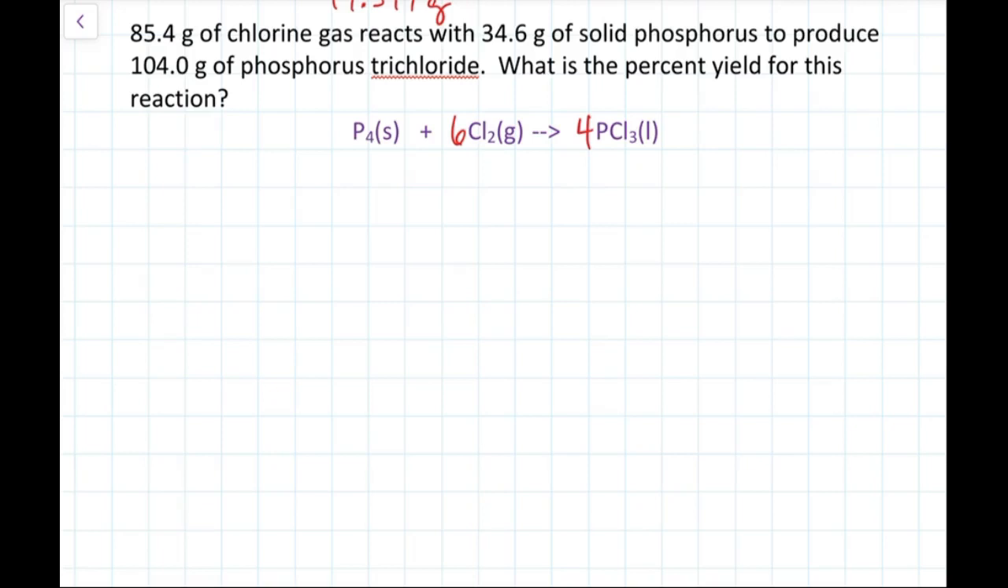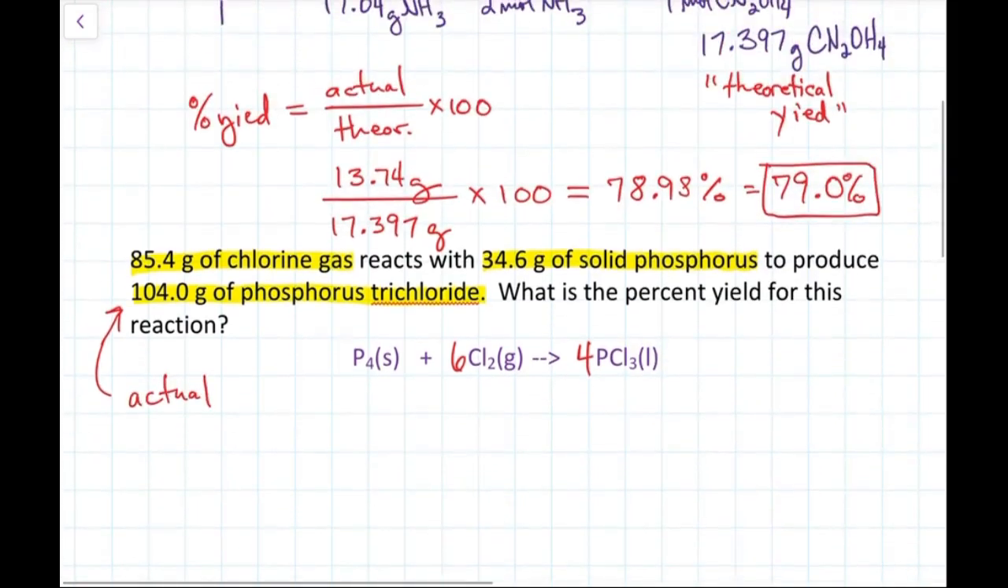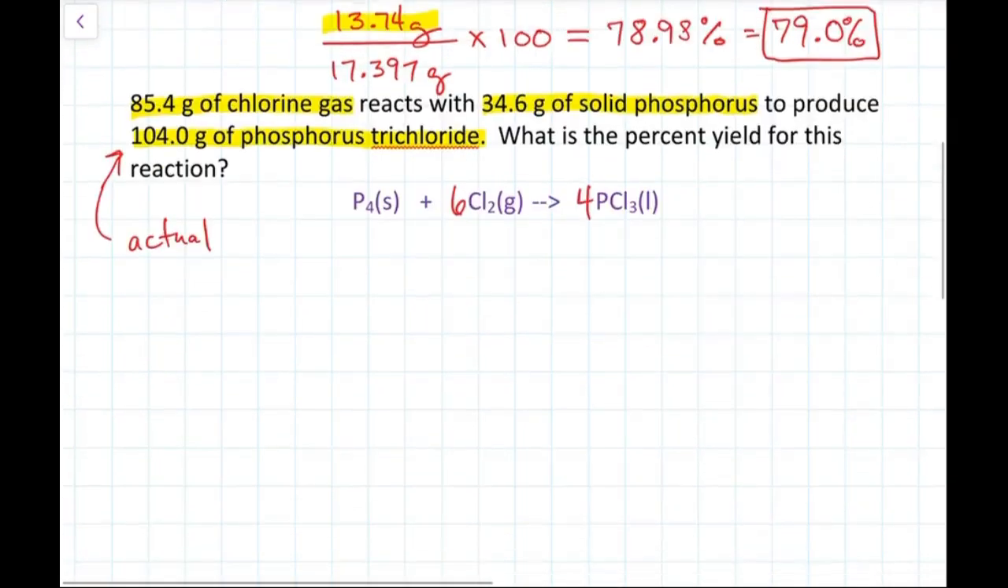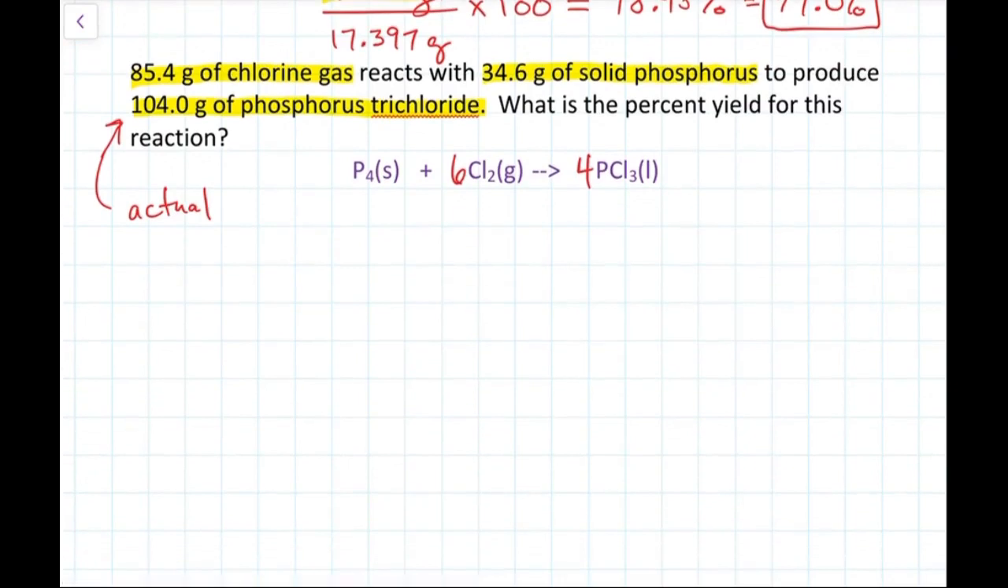Okay, so anytime you're given amounts of both reactants, so in this case we have 85.4 grams of chlorine, 34.6 grams of phosphorus, and you're given an amount of product, phosphorus trichloride, this time we're not told which one is limiting and which one is excess. We are given the amount of product actually produced. And so that's our actual yield. So if you look back at the previous problem, we're not going to use that until the very end. So we're going to put that on hold for a second and not worry about that 104 number.